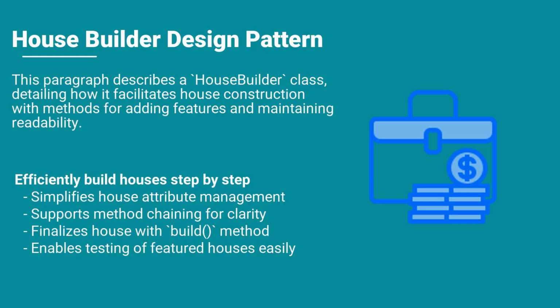To test our builder, we can succinctly create a house with 3 rooms, a garden, and a garage. The output confirms that the house possesses the specified features, showcasing how effectively the builder pattern manages object construction.